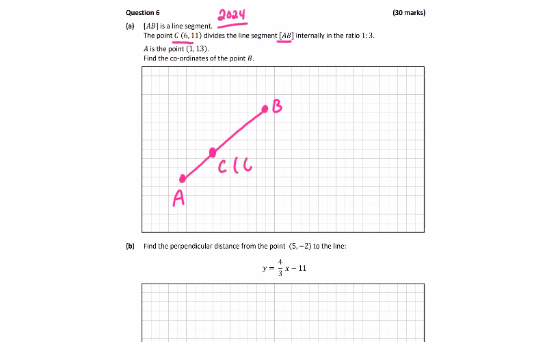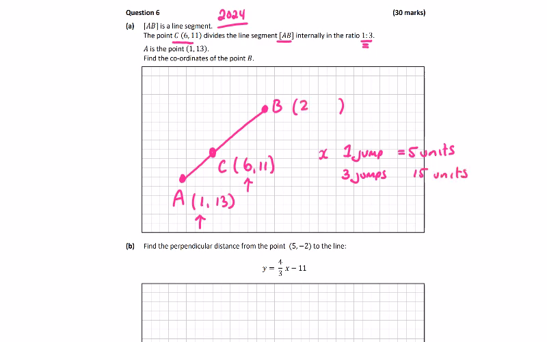So C is (6, 11). A is given to us as (1, 13). And we're looking for B. And the ratio is 1 to 3, so a jump of 1 and a jump of 3. Well, what's happening with x here between A and C? We're going from 1 to 6, so for x, 1 jump is 5 units. So 3 more jumps will be 15 units on top of 6. So that's going to get me to 21.